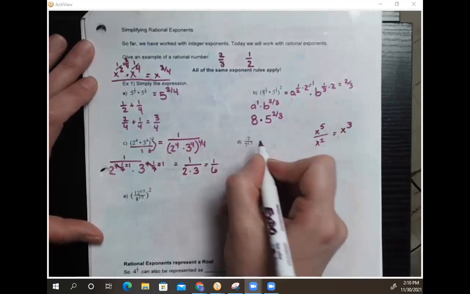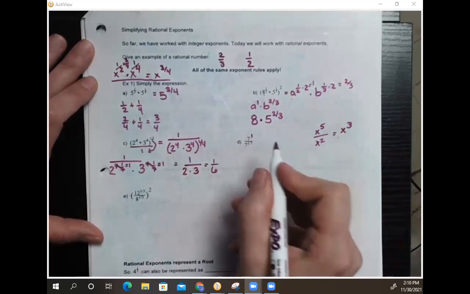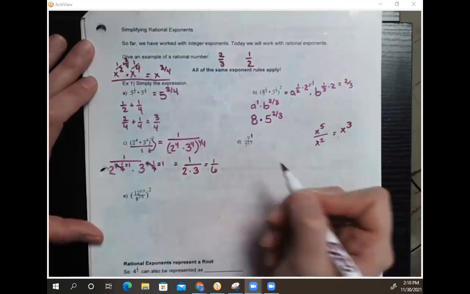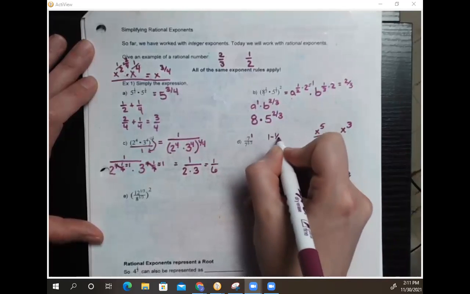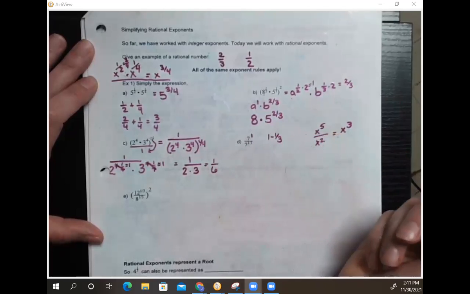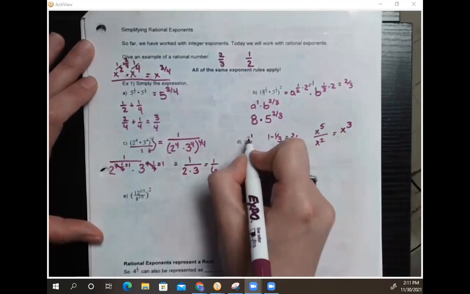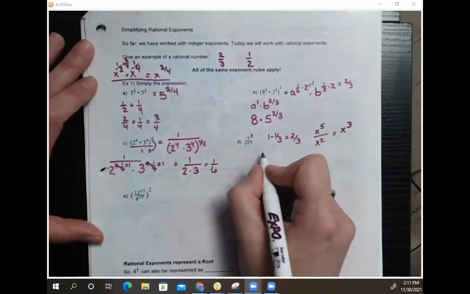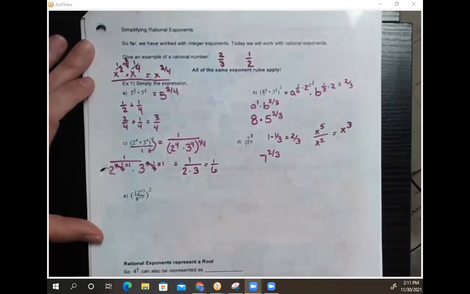And I want you to remember that if I don't see an exponent, that means that it's 1. So what I'm going to do, since I'm dividing things that have the same base, is subtract the exponents. So I would do 1 minus a third, big minus little. 1 minus a third would give me 2/3, and it would stick on top because that's where the bigger exponent was. So I would have 7 to the 2/3 power.